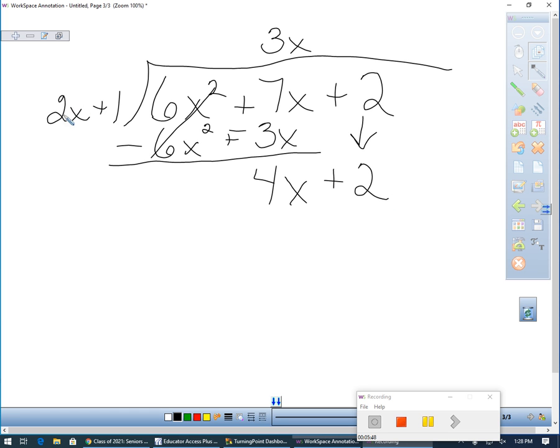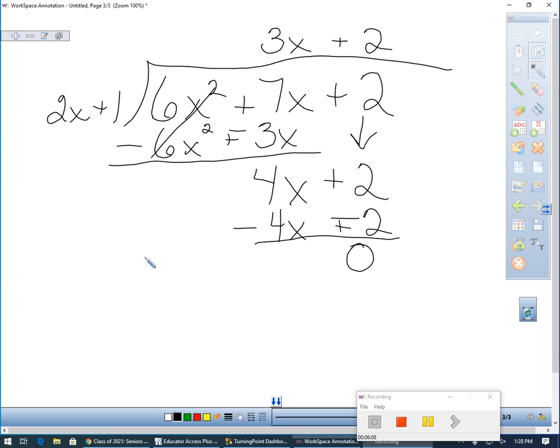What times 2x gives me 4x? So plus 2 on the top, right? 2 times 2x is 4x. 2 times 1 is positive 2. Draw your line, change your signs, add them together, so we have no remainder. Your answer is 3x plus 2. Okay?